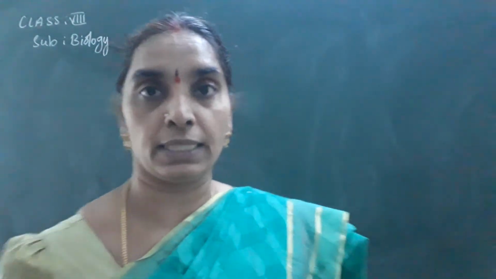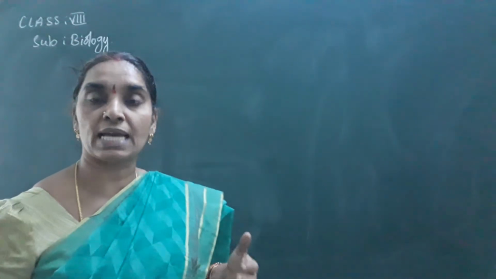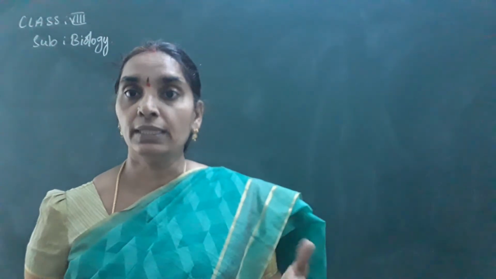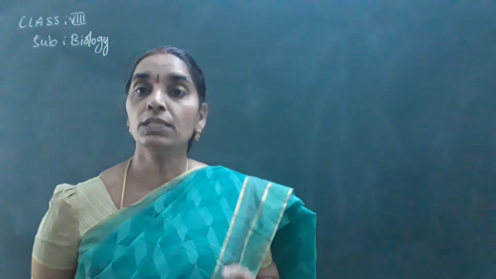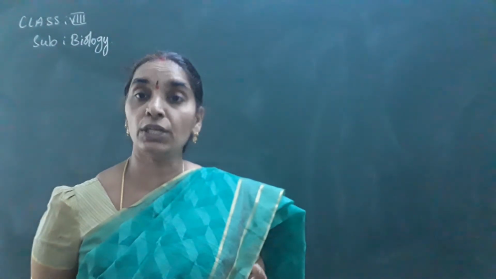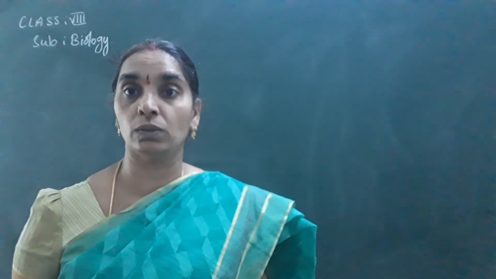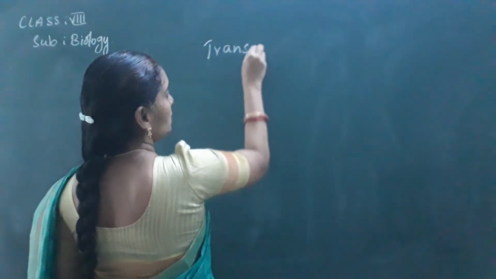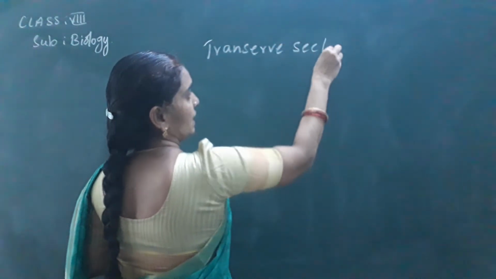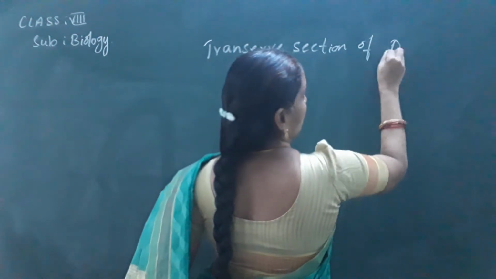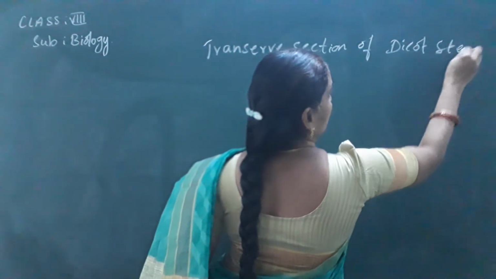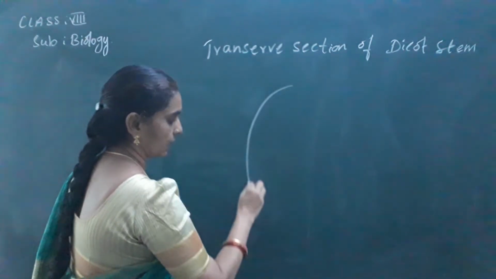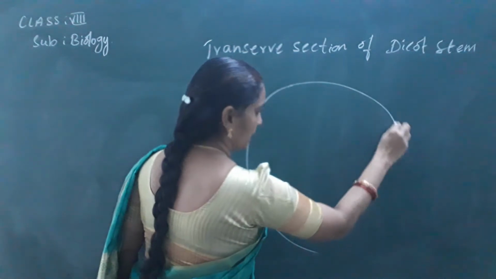Okay, children, start. So in today's class I am showing you the transverse section of the dicot stem. Dicots, you already know that the seed is enclosed with two cotyledons in them. As well, you know that mango, groundnut, these are all the dicots. Okay, so let's see the transverse section of the dicot stem. When you observe the transverse section of the dicot stem, it contains three layers.